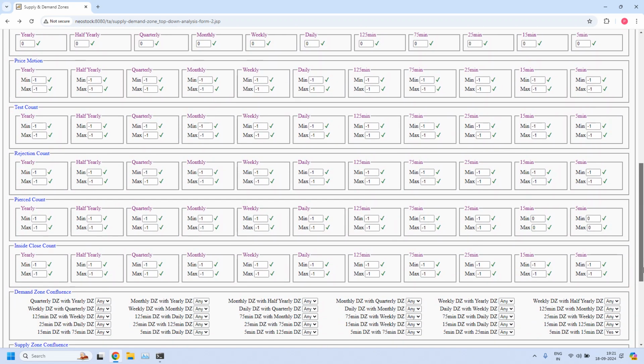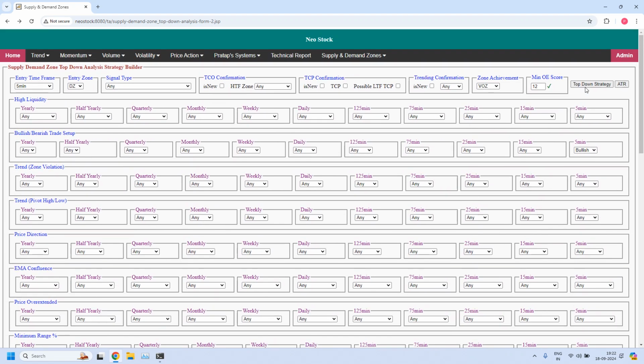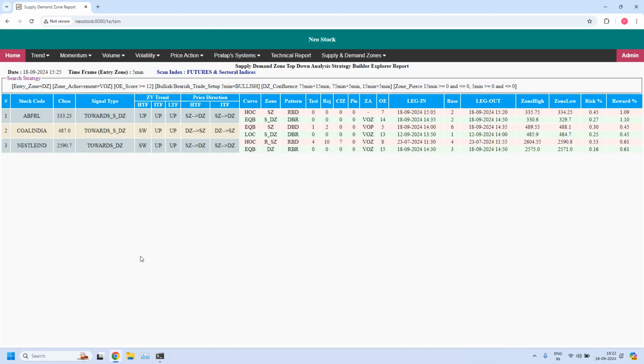Now let's look for LTF, ITF, HTF confluence. That is 5 minutes, 15 minutes, 75 minutes demand zone confluence. 5 minutes with 15 is already enabled. Now 5 minutes with 75 minutes demand zone confluence I am enabling, and 15 minutes with the 75 minutes demand zone also I am enabling with all the 3 filters. Let's verify. So 3 stocks are filtered.